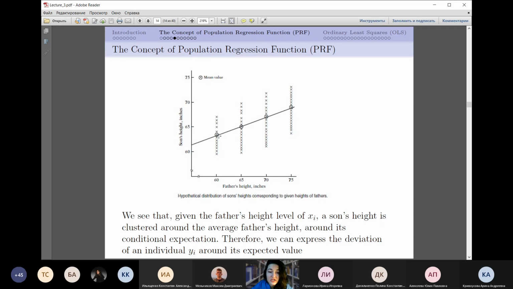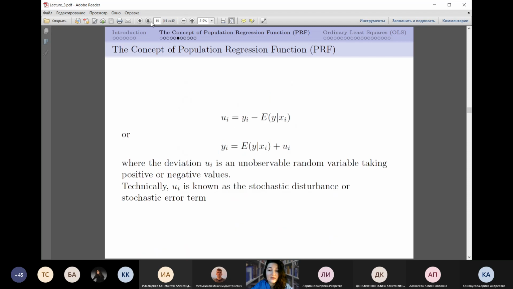So the population regression line passes through the conditional means of y. Technically, the dependence of y on x can be defined simply as the mean of the distribution of y values for some given x. And if we want to write this concept of the population regression function, we can use this equation.